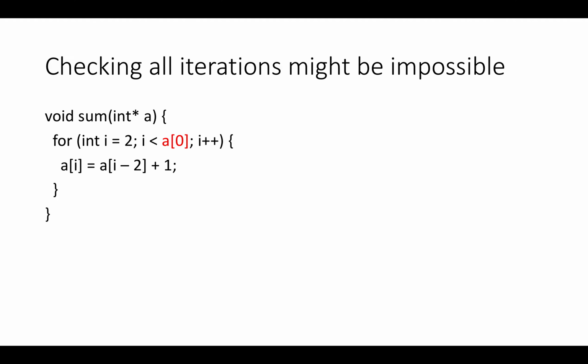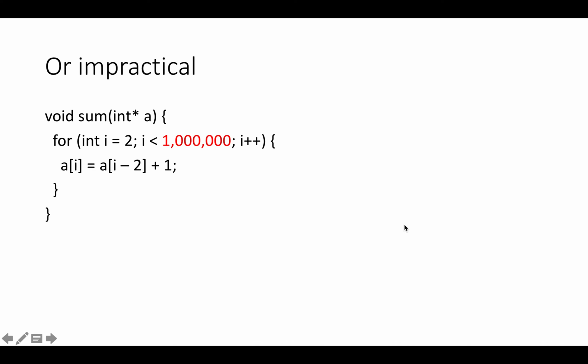One is that actually checking every pair of iterations might be impossible, right? What if the number of loop iterations depends on the input data? Then we can't check all iterations because we don't know how many there might be. The other problem is that even if we do know how many iterations there are going to be, it might just be impractical to compare every pair of iterations. What if the loop's going to run 1,000,000 times? It's just not practical to compare every pair of 1,000,000 iterations and see if they overlap.